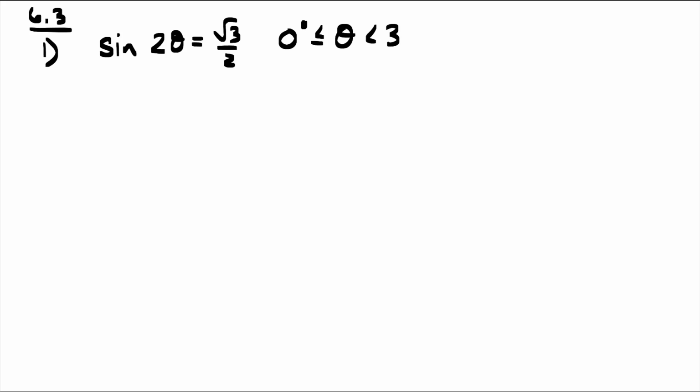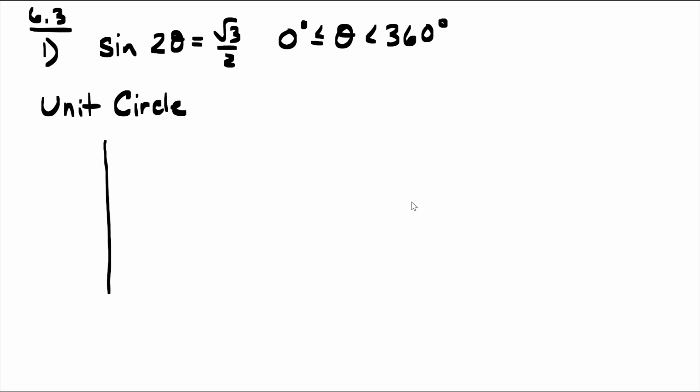So first things first is 6.3. Number 1. The problem is sine theta is equal to square root of 3 over 2, and it looks like we're in degrees. That's cool. With that, let's jam. First things first is take a look at the unit circle. That's what we want to do.